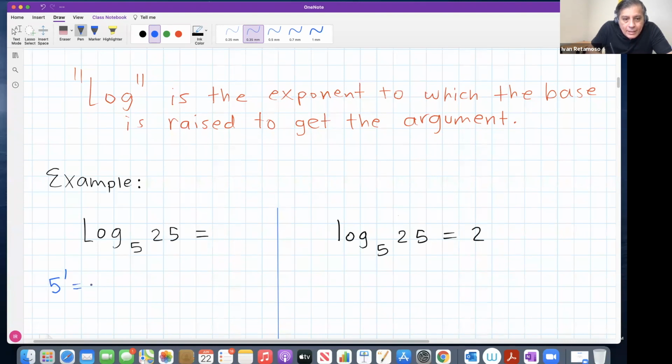And I see in the chat, students are already posting the answer. If I run the powers of 5, 5 to the first power is 5, 5 to the second power is 25. I got it. Very good, Lucero. 2 should be the exponent to which this base 5 must be raised in order to get 25. Because of that, we say this log is just 2. Great, excellent. Very good, guys.